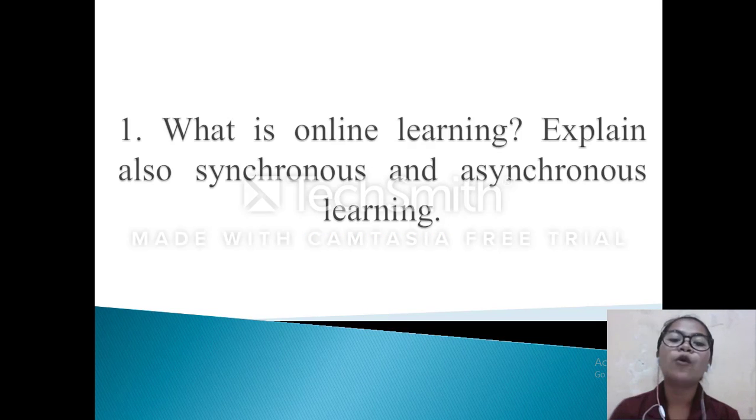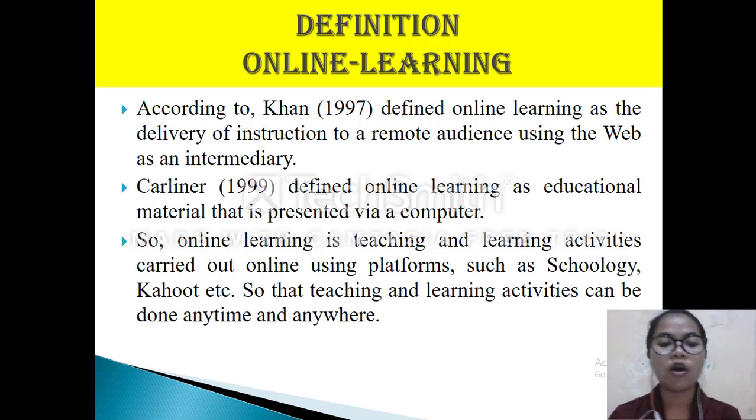Question number 1. What is online learning? Explain also synchronous and asynchronous learning. Definition of online learning. According to Khan in 1997, online learning is defined as the delivery of instruction to a remote audience using the web as an intermediary, and Carliner in 1999 defined online learning as educational material that is presented via a computer.